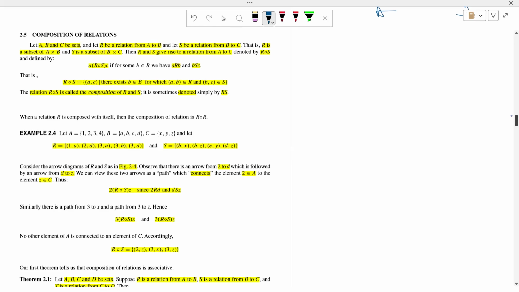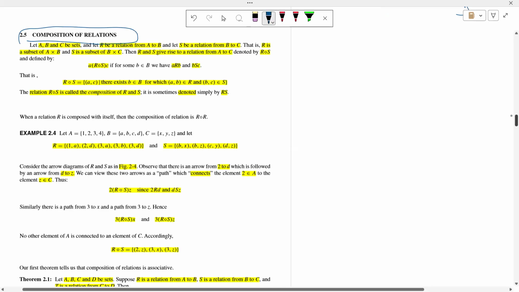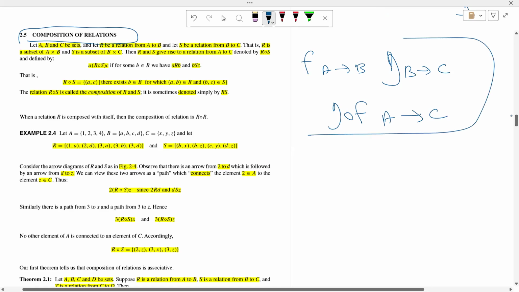Okay, the next is composition of a relation. We already discussed composition of a function. Let's say a function f from A to B, another function g of x from B to C, then we can write g of f is equal to A to C. This is what we discussed for functions.